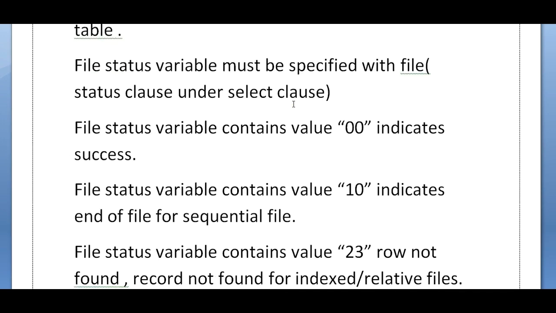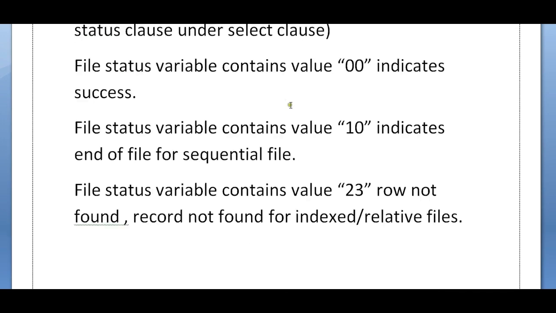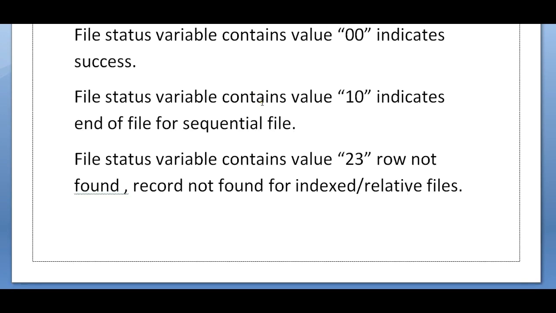The file status variable must be specified with the file status clause under SELECT clause. If the file status variable contains the value 00, it indicates the file operation is a success or the file exists. If it contains the value 10, it indicates the end of the file of a sequential file. So either you can use the AT END clause or you can use 10, which indicates the end of the file for the sequential file.